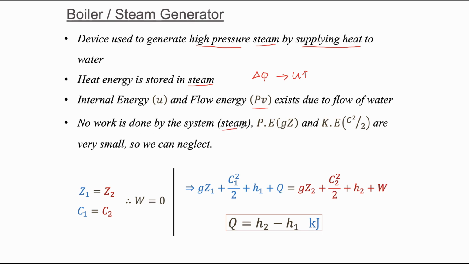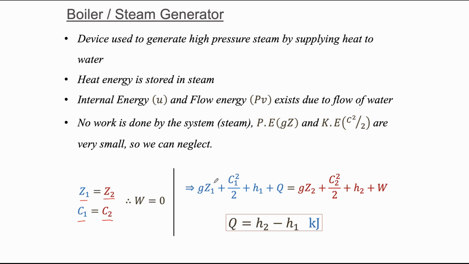So the system here is the steam, so steam is not doing any work. Instead, we add heat, and because of that, steam is produced. So as we can see, the datum height of the inlet and outlet are going to be almost the same because we are going to consider the boiler as one single entity. And the kinetic energy is not going to change because the initial velocity is equal to the final velocity. So we can say the datum height of the inlet and the outlet are equal, and the velocity of the fluid at the inlet and outlet are equal.